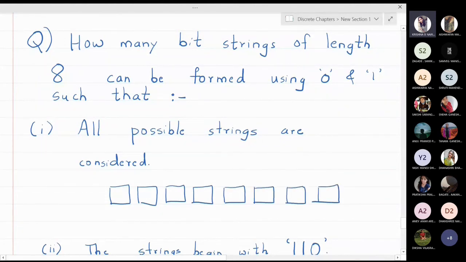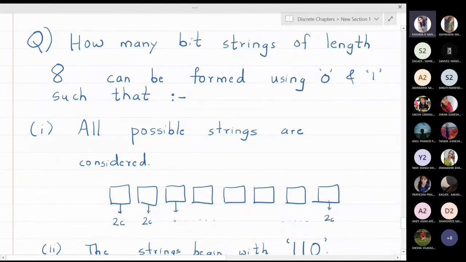So to fill the first bit, I have two choices. I can either fill a 0 here or a 1 here, so this has two choices. The second bit also has two choices. I can either fill a 0 or a 1 here, and so on. So for every bit, I have two choices.